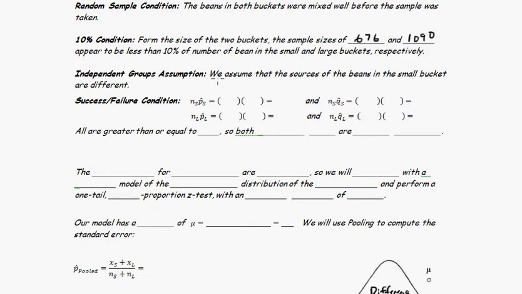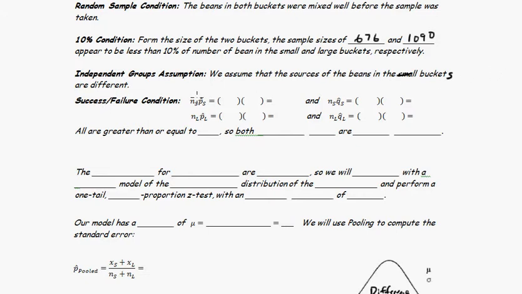So we're good there. We assume that the sources of beans in the buckets are different. That makes a little more sense.